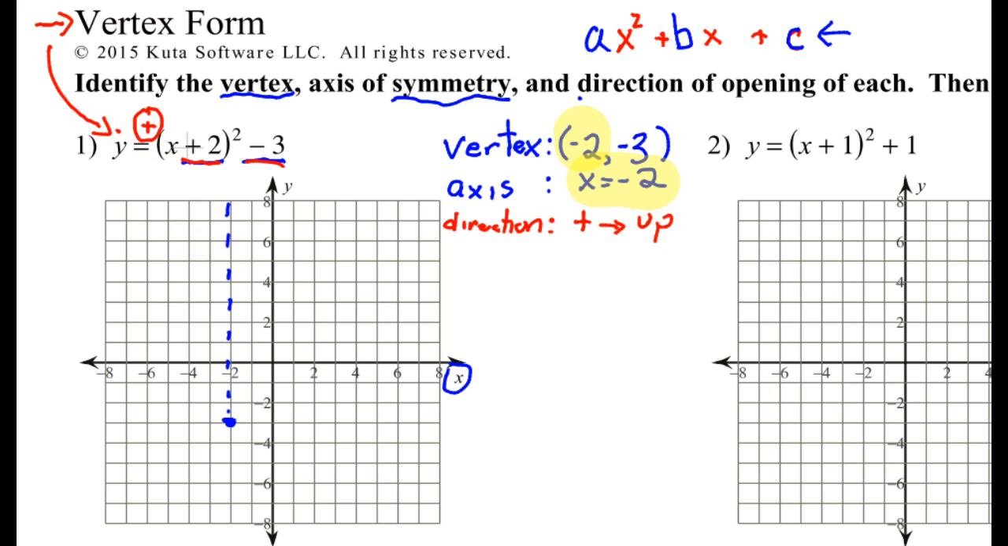Okay. Next, I am going to plug in an easy number to work with. I always suggest 0. So plug in 0 here, and what would you get? So 0 plus 2 is 2. 2 squared is 4 minus 3 is 1. So when I plug in 0, I'm going to get a y of 1. So 0 comma 1.